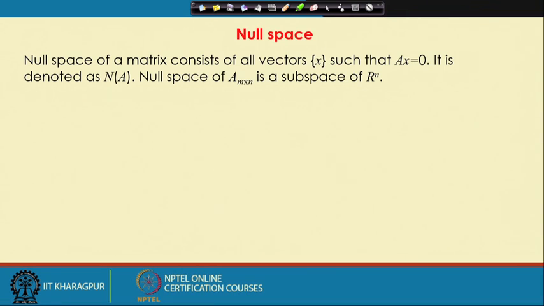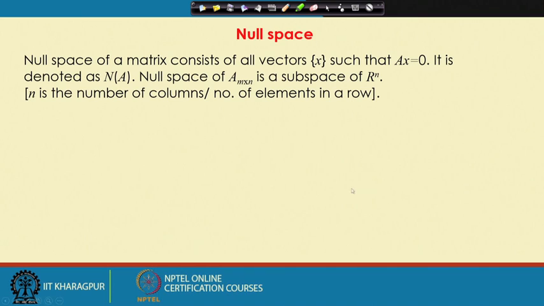The definition of null space, I tried to give in the last class. Null space of a matrix consists of all vectors x such that A x is equal to 0. It is denoted as N of A. So, if I have an equation A x is equal to 0, if it is a non-singular matrix, there is a trivial solution x is equal to 0. In case it is a singular matrix, there are infinite x's possible.